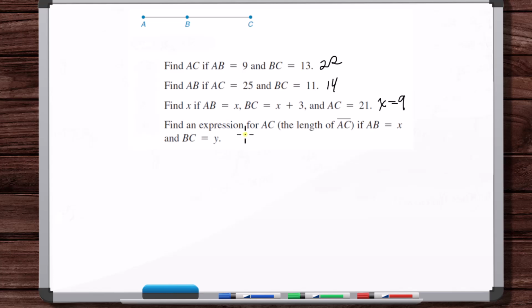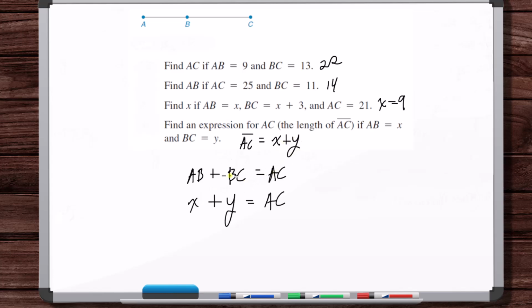Okay, find an expression for the length of AC if AB is equal to X and BC is equal to Y. So once again, we know that the length of AB plus the length of BC is equal to the length of AC. Let's just substitute what they give us here. AB is equal to X. BC is equal to Y. So it's X plus Y. The length of AC is equal to X plus Y.